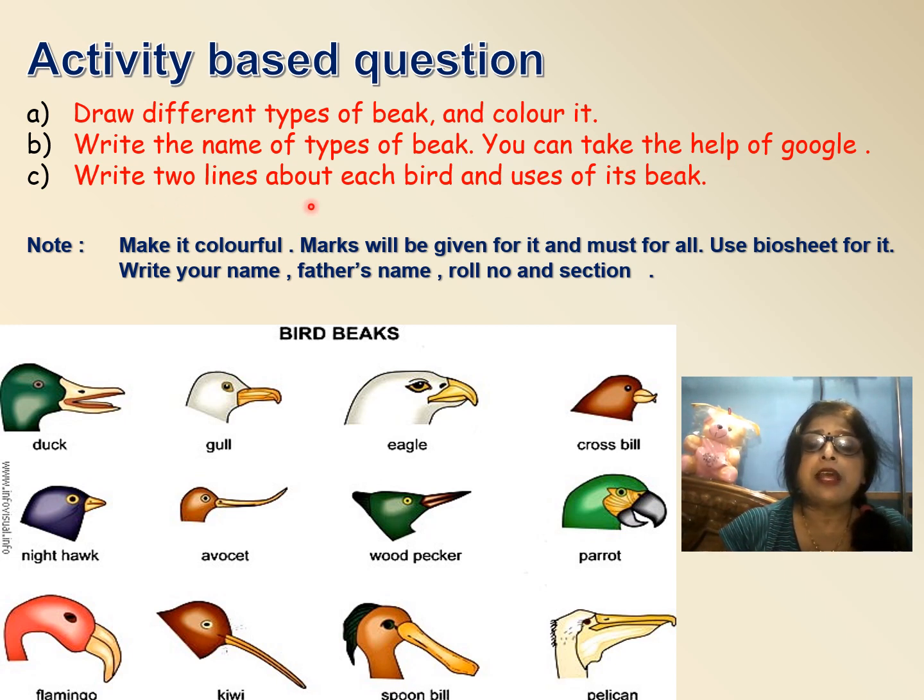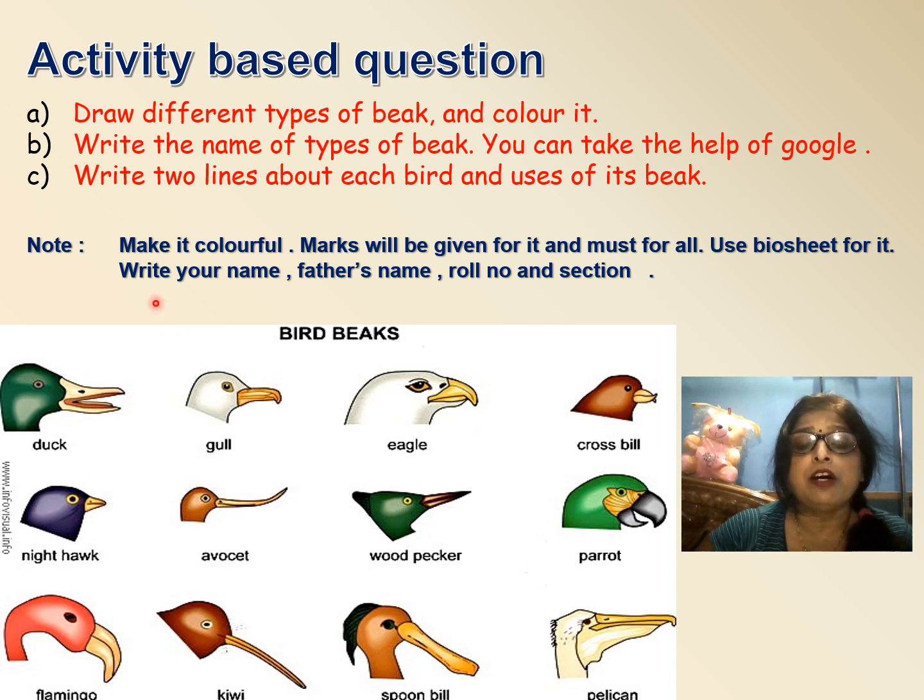Write 2 lines about each bird and usage of its beak. How these beaks are helping these birds, you have to write about it. Suppose duck, it has sifting beak. So write down here sifting beak and what are the special features of sifting beak and what is the function of sifting beak. You have to write here in 1 or 2 lines about each and every type of bird and beak. A note is also given here. So read it carefully and keep it in your mind.